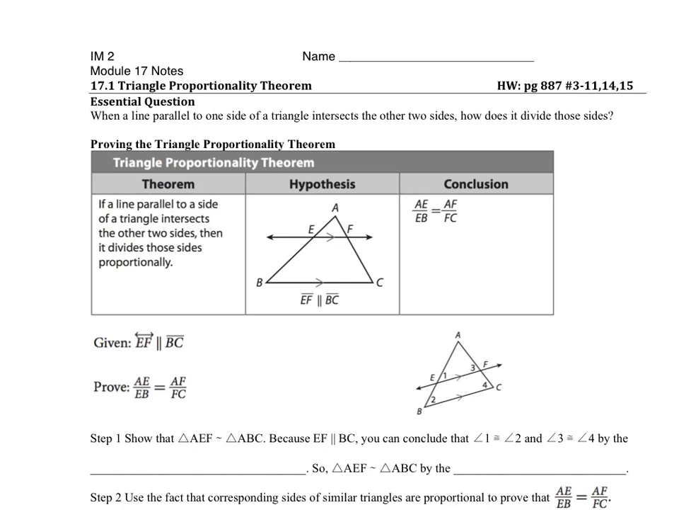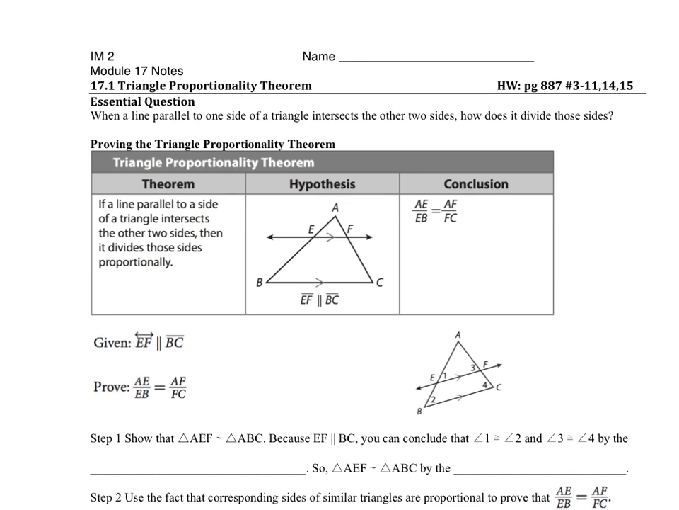17.1, so we're continuing dealing with triangles, but we're going to add a new theorem, and it's the triangle proportionality theorem, which is going to let us answer our essential question once we are done. Our essential question states, when a line parallel to one side of a triangle intersects the other two sides, how does it divide those sides?